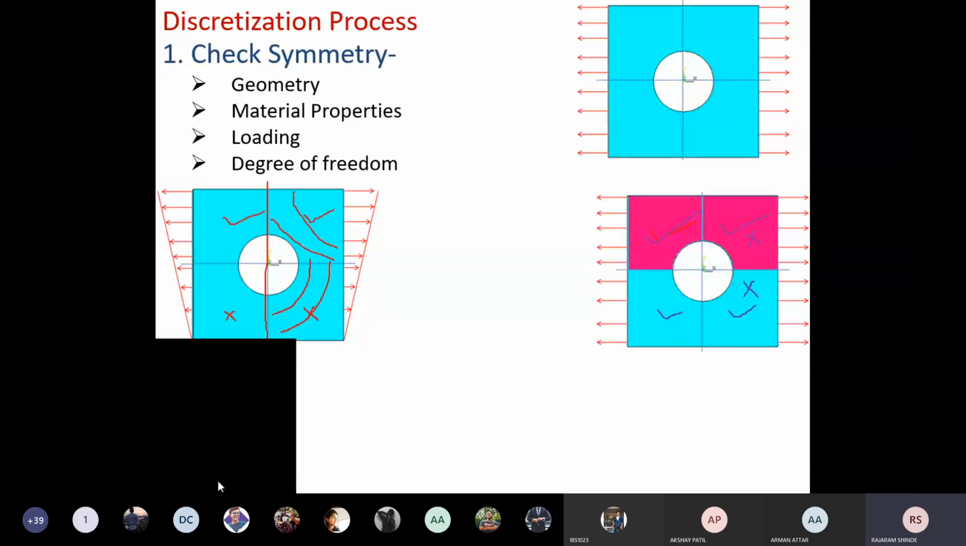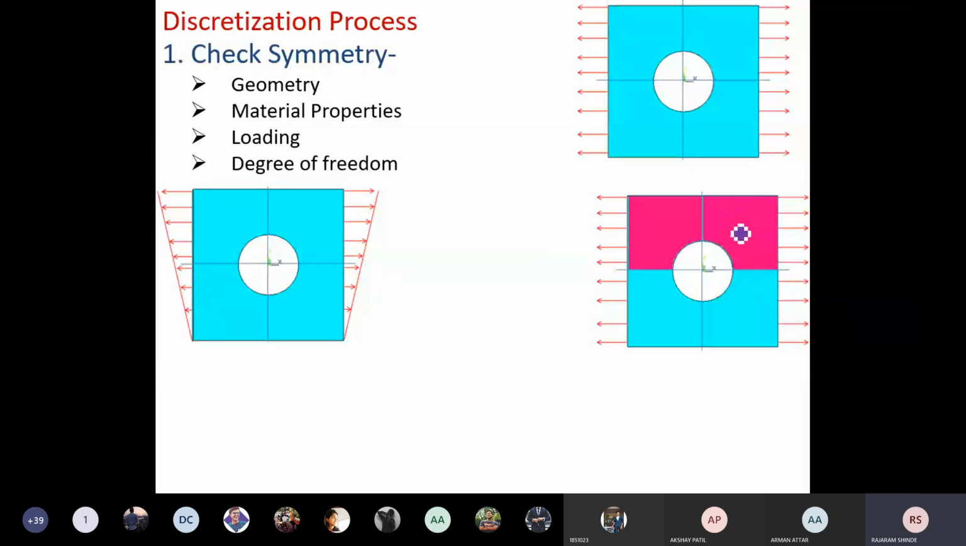So whatever results we are getting at this location, that same results we will get here, but you will not get the same results at this location. But this result we can get same to result at this location. Means here it is symmetric about this vertical axis, it is not symmetric about the horizontal axis. So we need to model this part. Have you got it? Now it is symmetric about this vertical axis, it is not symmetric about horizontal axis.